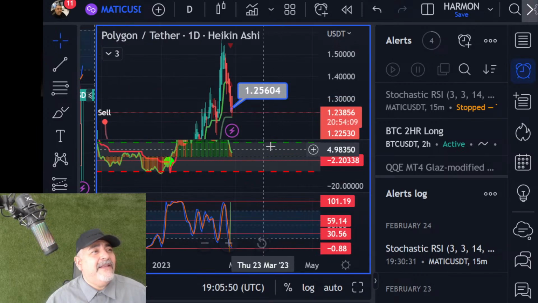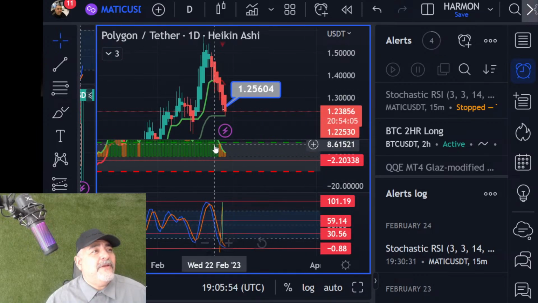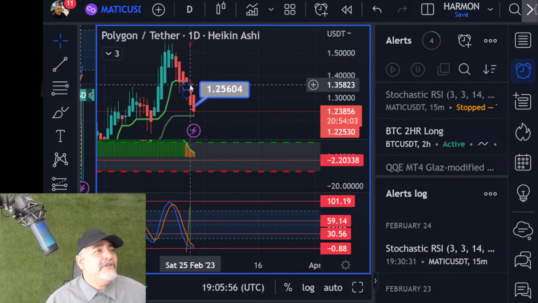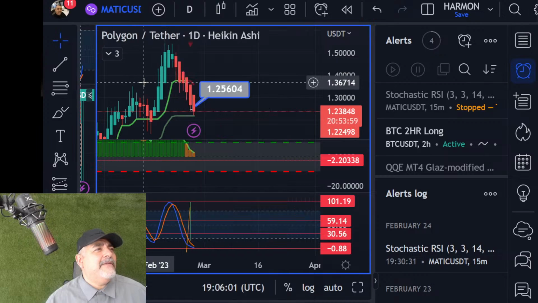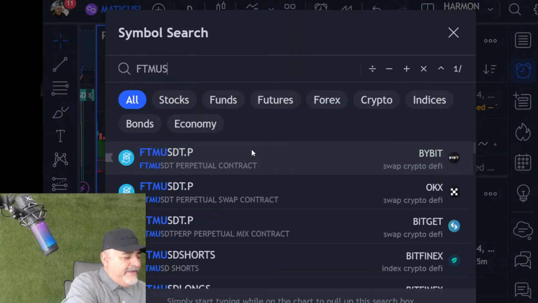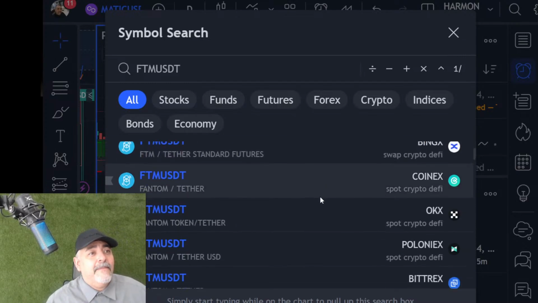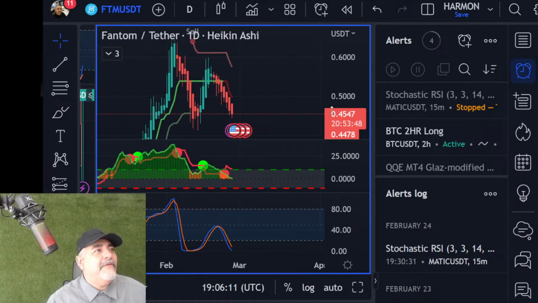Let's take a look at the daily. The daily says sell, so Phantom is a sell position. It has a little bit of bend here. Phantom should have sold at $1.35 on the daily. Am I looking at Matic? Is this Polygon? Oh, shoot, that's Polygon. My bad. Phantom USDT. I don't even know how I got there. My bad. There we go, Phantom.